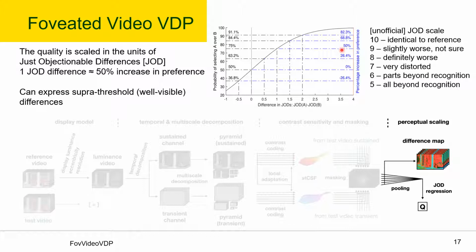So why do we predict JODs instead of directly predicting percentages? The reason for that is that percentages saturate at one point, and they cannot encode suprathreshold differences, something that JOD units can do. Moreover, JODs give a useful absolute scale that starts at 10 for perfect quality and decreases with the distortion. On the right, you can see an approximate criteria that my co-author came up with to give a meaning to JODs.